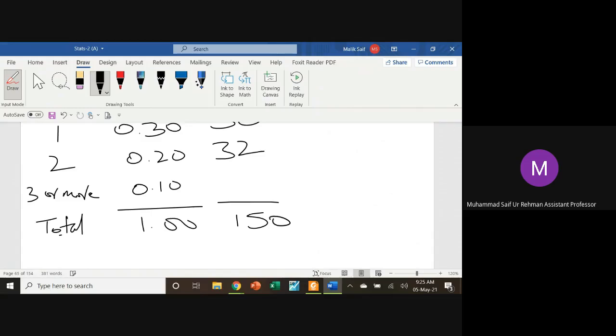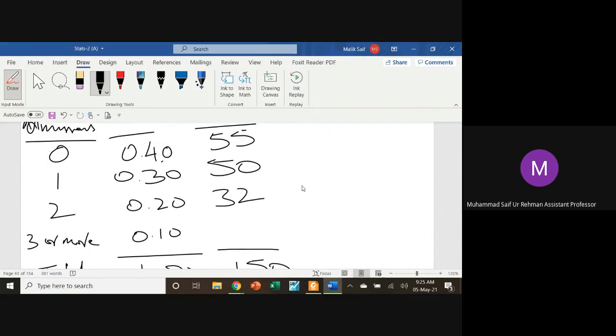So the difference will be written over here. 150 minus 32 minus this. So what is the answer? 73. 150 minus 55 minus 50 minus 32. The answer is 13.